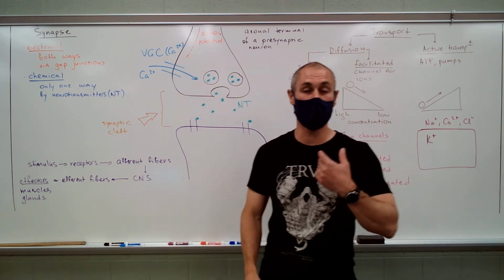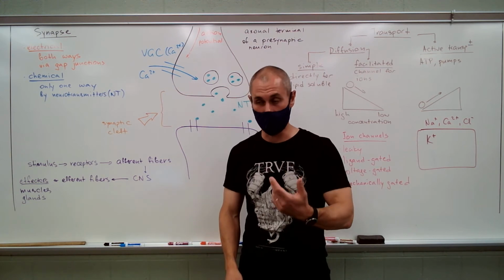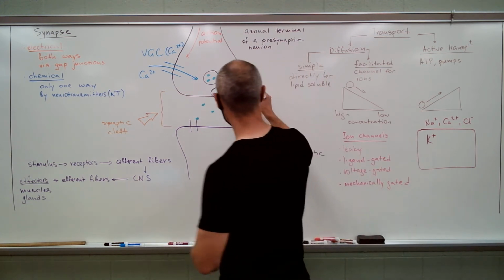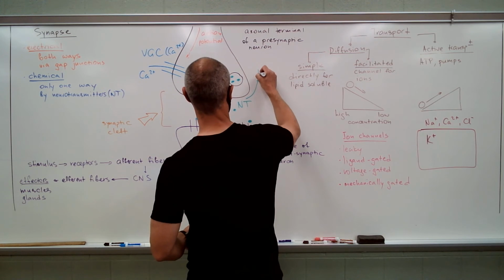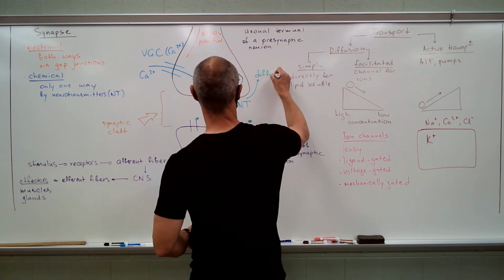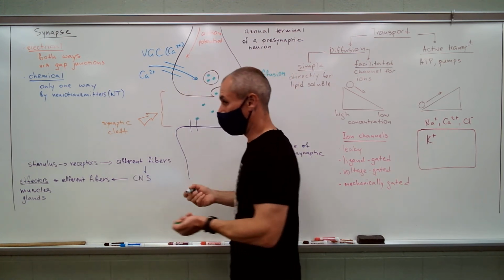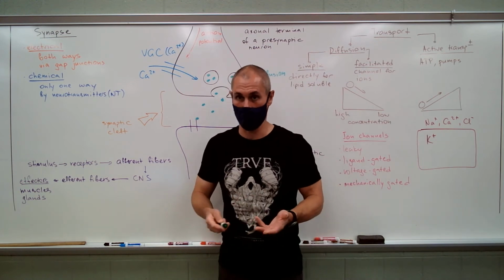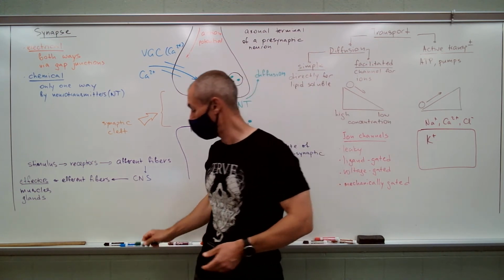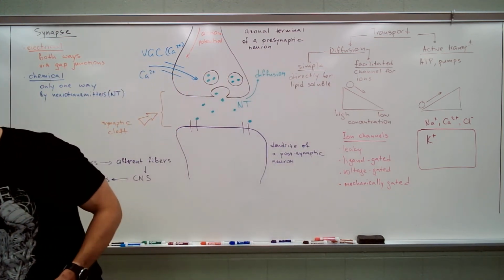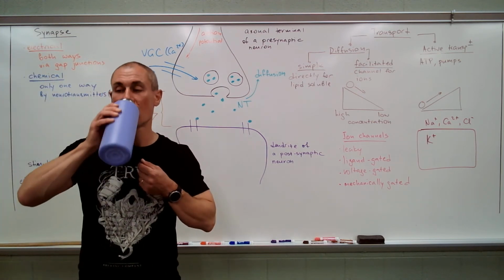So, how can you terminate? One way is the diffusion, and this way sucks. It objectively sucks because diffusion is very slow. It's not a reliable way to get rid of neurotransmitter. That make sense?